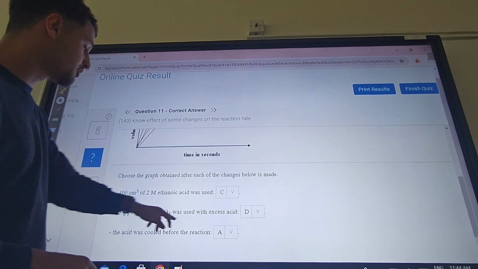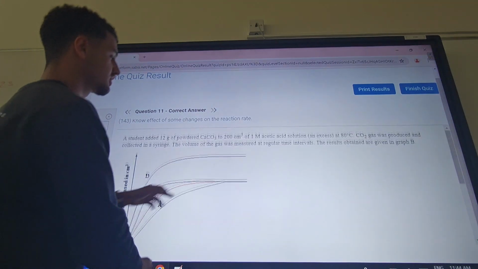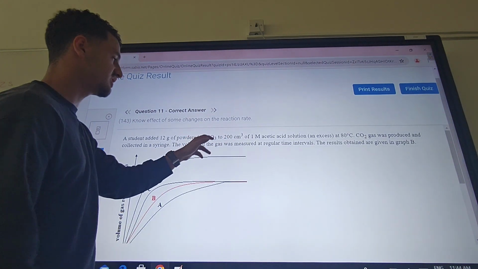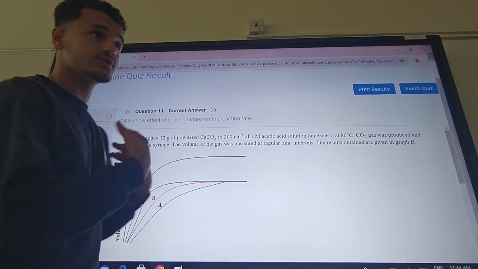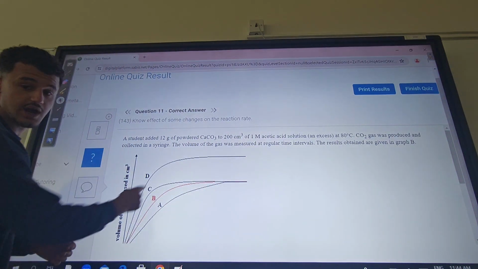Okay, 15 grams of powdered CaCO3. Now we increase the mass of what? This is the limiting reactant. Calcium carbonate is the limiting reactant. If you increase the amount of the limiting reactant, then again you're going to have more product formed. So again it's going to be graph D.